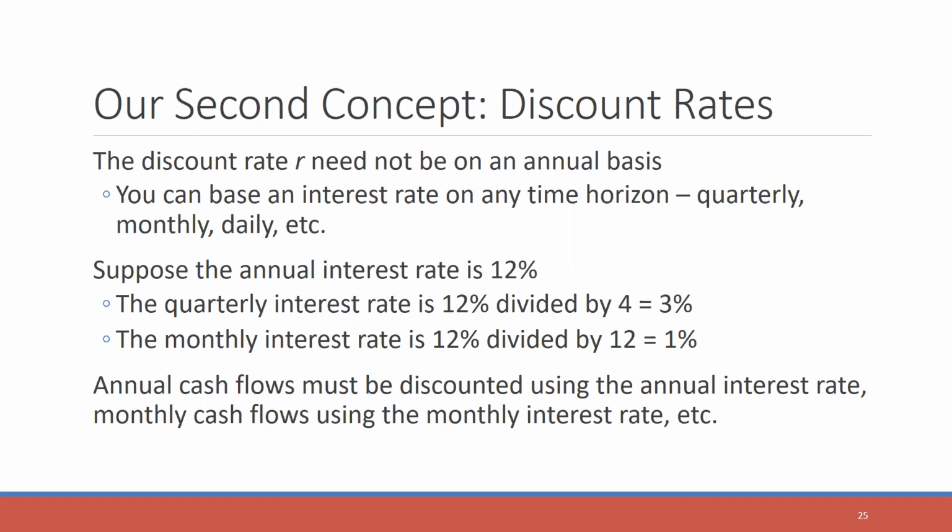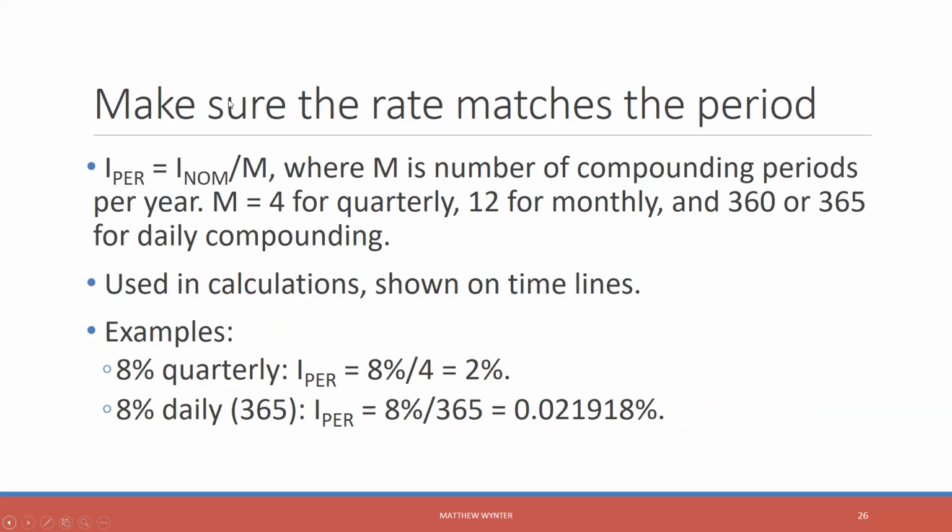So the important thing is to make sure that we're choosing the appropriate time horizon given the arrival of our cash flows. So suppose the annual interest rate is 12%. The quarterly interest rate, we're going to take that 12% and divide it by 4. The monthly, take the 12 and divide it by 12, so on and so forth. So annual cash flows must be discounted using the annual interest rate. A monthly cash flow must be discounted using the monthly interest rate, and so on and so forth. Okay. So make sure that the rate matches the correct time period.